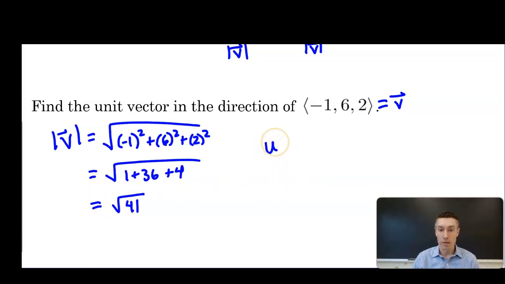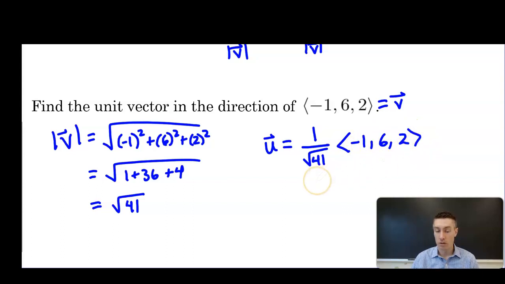So the unit vector, we'll call u in this case, just to match the definition. The unit vector will be 1 divided by the square root of 41 times the vector negative 1, 6, 2. So if we distribute out that scalar, it would be negative 1 over the square root of 41, 6 over the square root of 41, 2 over the square root of 41.